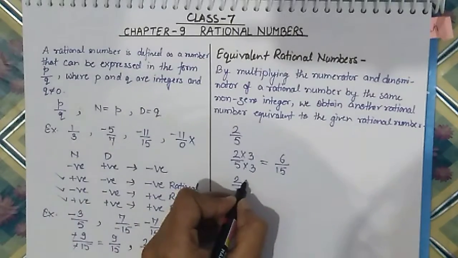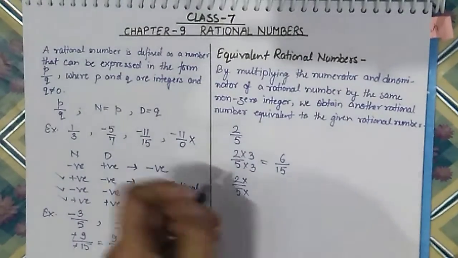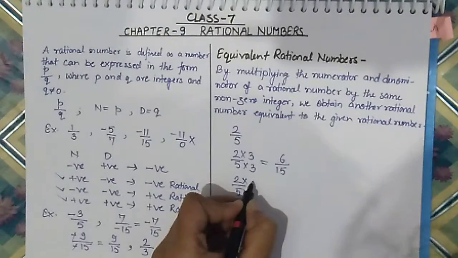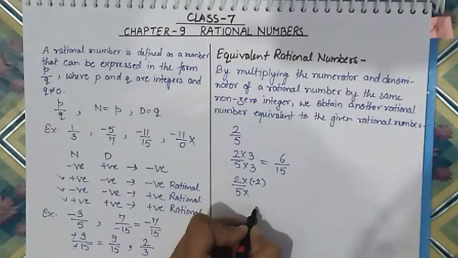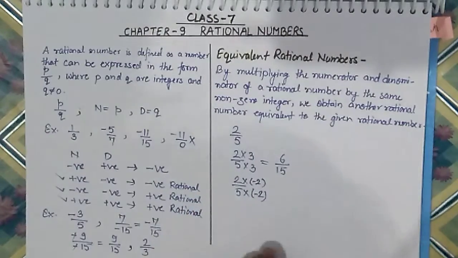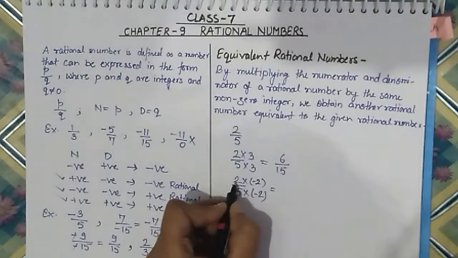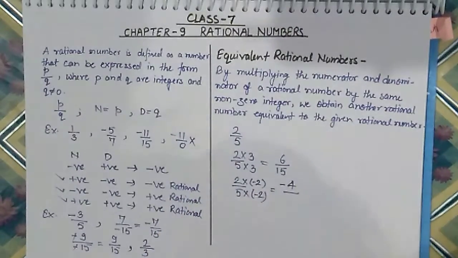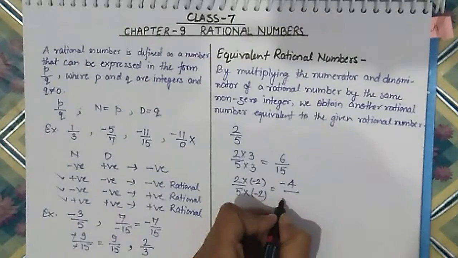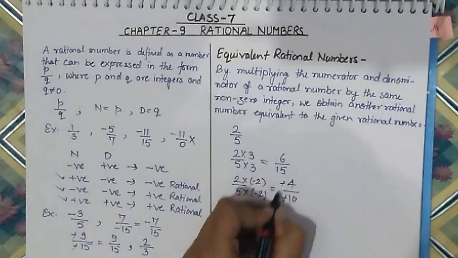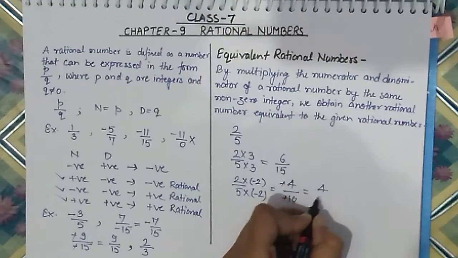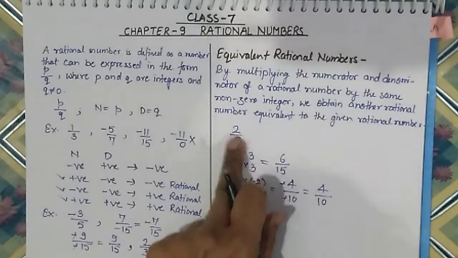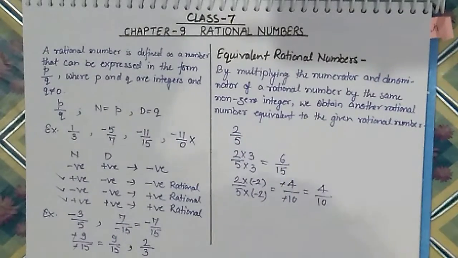Suppose I am multiplying by another non-zero integer, now minus 2. Here we are multiplying 2 into minus 2, which is minus 4, divided by 5 into minus 2, which is minus 10. The minus signs cancel each other, so the equivalent rational number we get is 4 by 10. This is our equivalent rational number to 2 by 5.